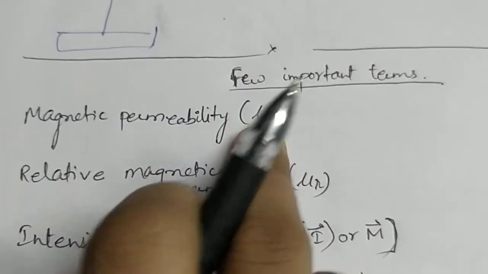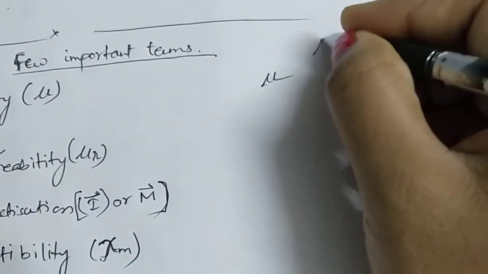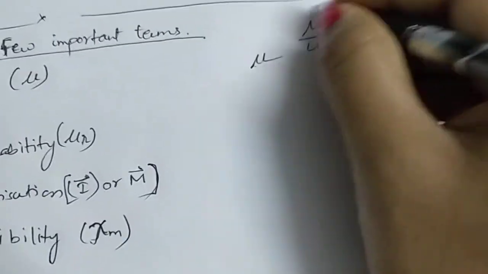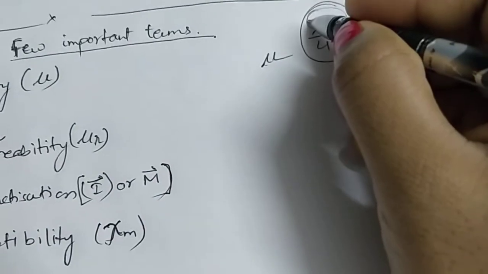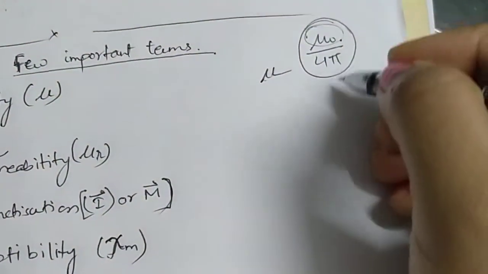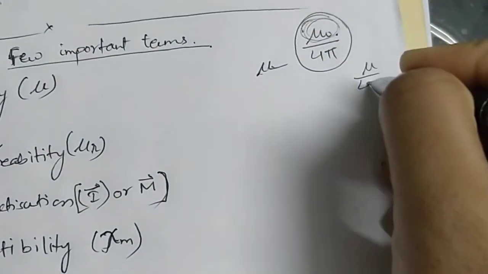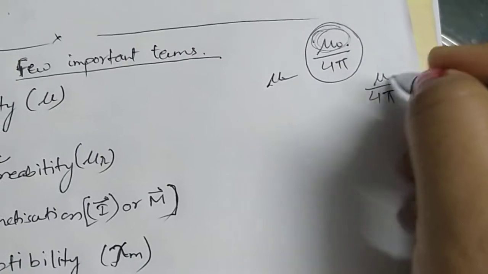Since we started magnetism, this mu comes in as the constant in magnetism, which is mu naught by 4 pi. This is in free space, where mu naught is the magnetic permeability of free space. But if your medium is different from free space, then this is replaced by just mu, so mu by 4 pi. So what exactly is mu?